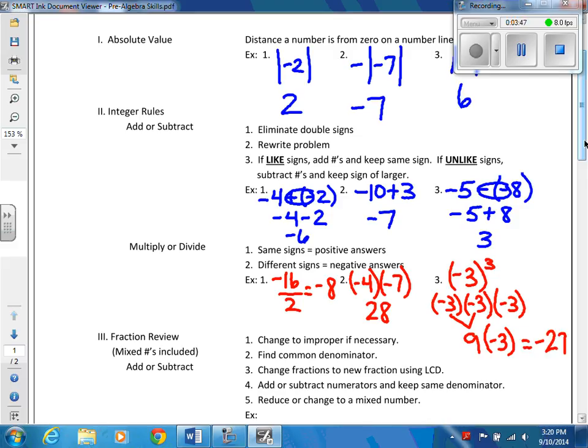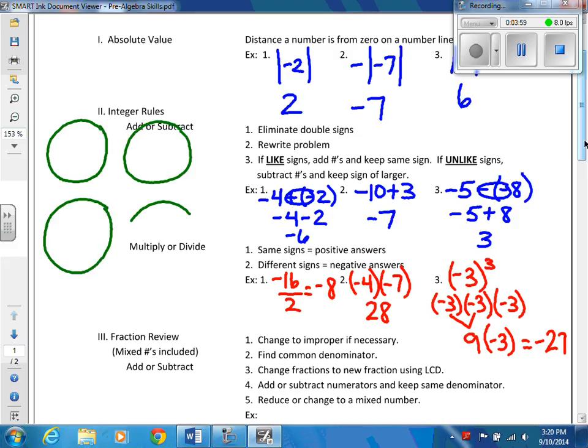With these integer rules, there are faces that I like to use that will help you remember what to do with them. And some of you may have seen these faces before. Others of you, this might be a brand new concept that you find useful and helpful. Okay, so I'm going to explain how these faces work in terms of these integer rules.